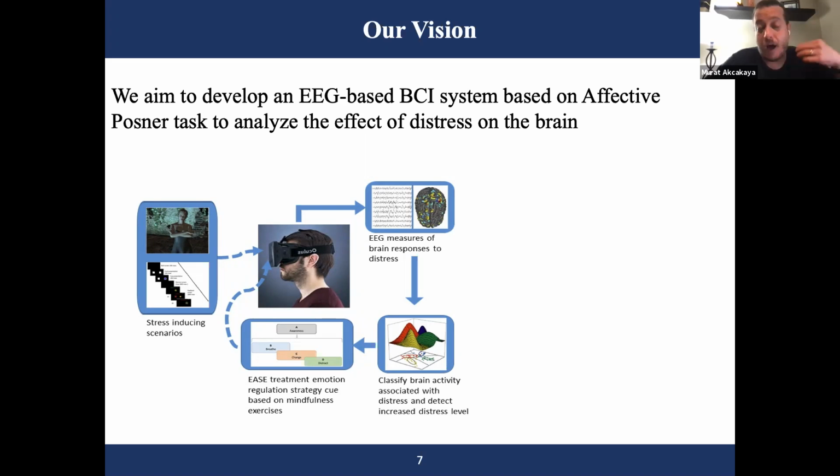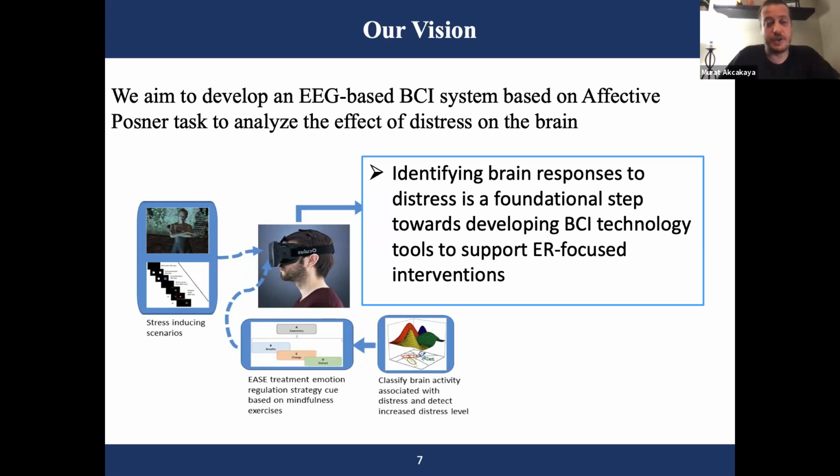So our overarching goal is to use VR and social interaction scenarios, but in this paper I will start with a computer game, basically a card game, and I will explain what that card game includes, how to control this, how we are aiming to increase the stress level, and so on. Our overall idea is to identify brain responses to distress, and it's going to be our foundational step towards the development of this BCI.